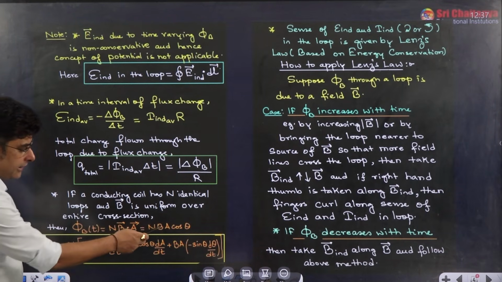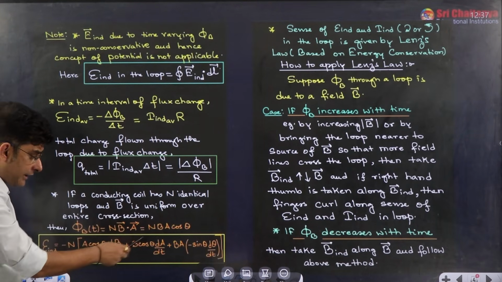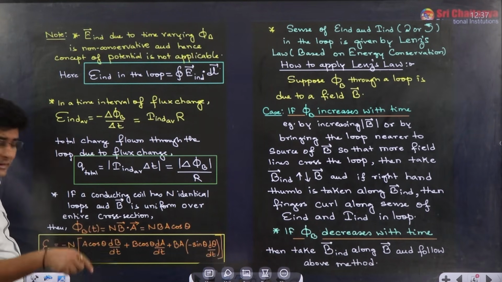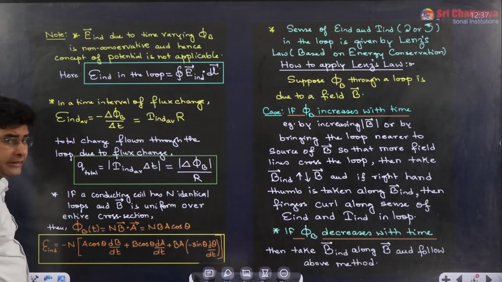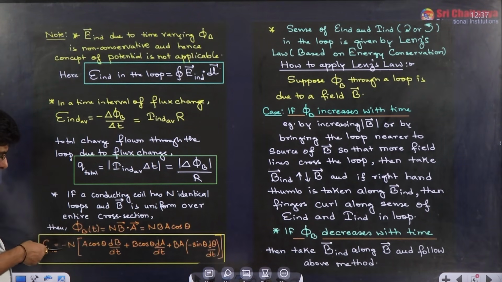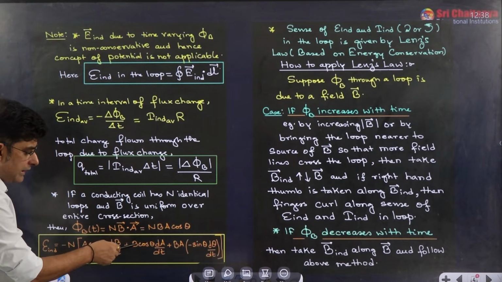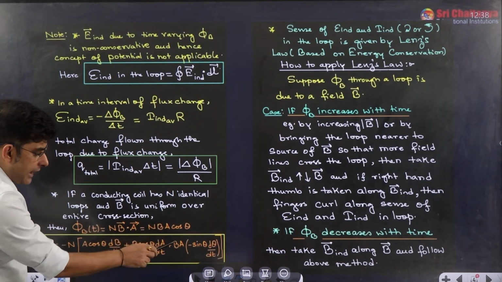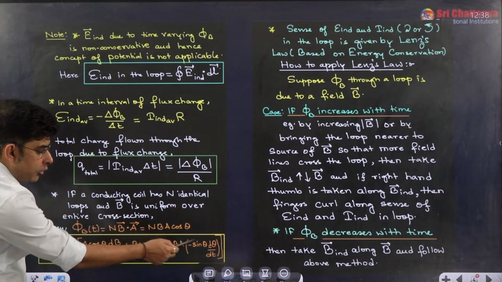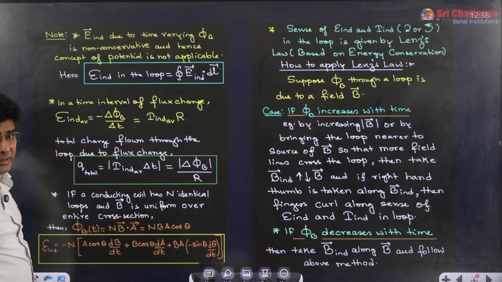Now, there are three possibilities. Either B can change with time, uniform over the surface but changing with time, or the area can change with time, or you can rotate and change the value of theta also. So, overall the EMF induced will be minus N A cos theta dB by dt, with A and theta constant. Then B cos theta constant, dA by dt. And with B and A constant but theta changing, cos theta differentiation will become minus sin theta d theta by dt. So these are the possible cases.